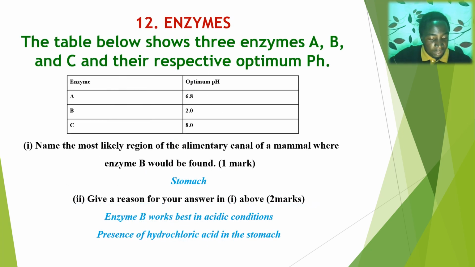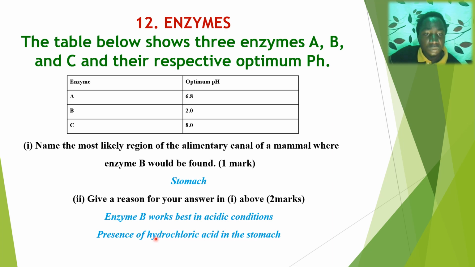question is talking about enzymes. The table below shows 3 enzymes A, B, and C and their respective optimum pH. So you look at the table, read the table. Name the most likely region of the alimentary canal of a mammal where enzyme B will be found. Check out enzyme B. What's the optimum pH? 2. Strong acid. Where do we have strong acid in the human body? Stomach. So probably that is the stomach.